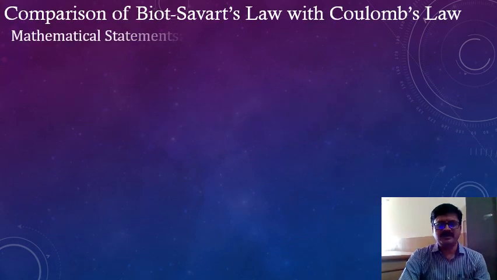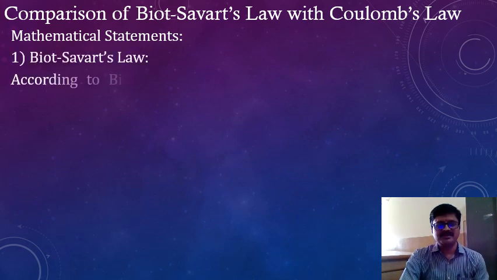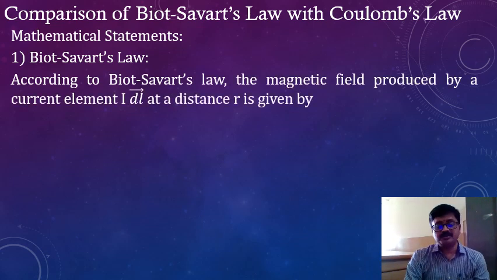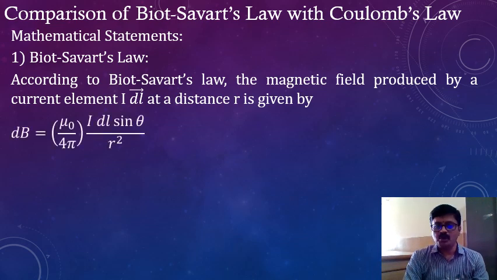Now here let us state both of them mathematically, as we had derived in case of electrostatics as well as in this particular chapter. I'll first go with the Biot-Savart law statement. According to Biot-Savart law, the magnetic field produced by a current element I dl at a distance r is given by dB = μ0/4π × I dl sinθ / r². This particular expression we had derived in my second session. I hope you all can recall that.